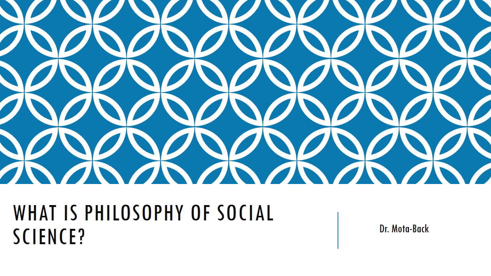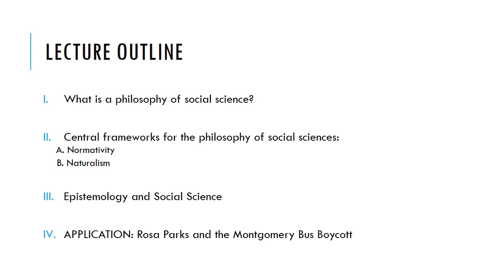This lecture is going to be explaining a little bit more about what the philosophy of social science is. Here is the outline for this lecture. I'm going to be primarily explaining what the philosophy of science means, reviewing some of the central frameworks, and introducing the key term epistemology.